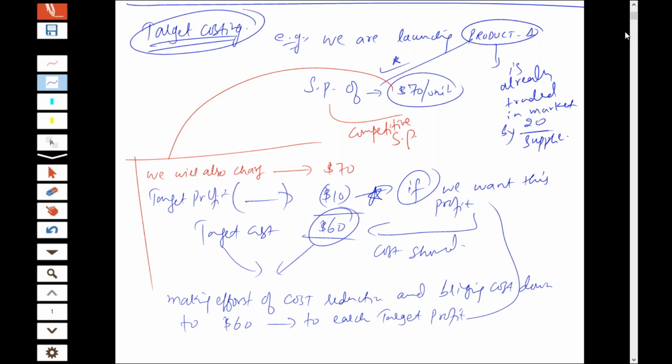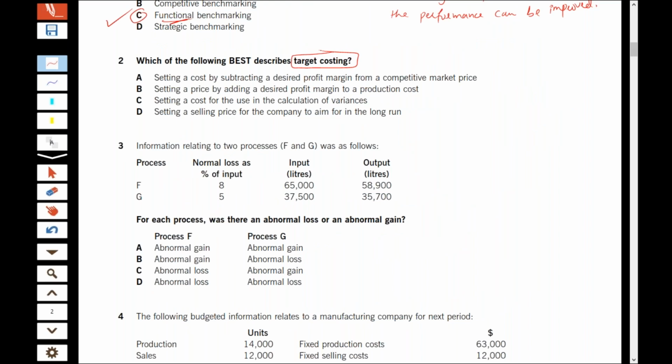What are you actually doing? You are taking the selling price from the market, and you are deducting your desired profit margin in order to arrive at the target cost. So just give me the answer. Which of the following best describes target costing? Setting a selling price, cross, because we don't set the selling price. We take it from the market.